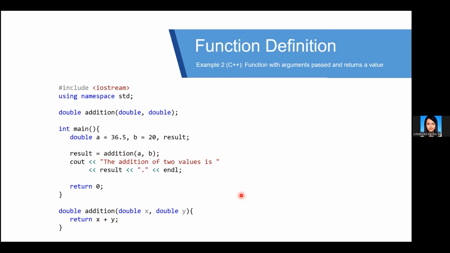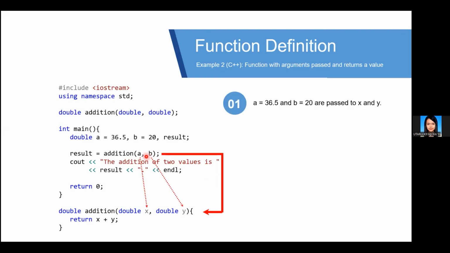Okay, so the idea is that once the function is being called, the control will be passed from the main function to the addition function. And then at the same time, the A and B again, these two values will be passed down as arguments to the x and y in the addition function. So again, 36.5 passed to x and 20 will pass down to the y. Okay, then it will just try to return x plus y, which means that it's going to return the summation of these two values back to the function caller.